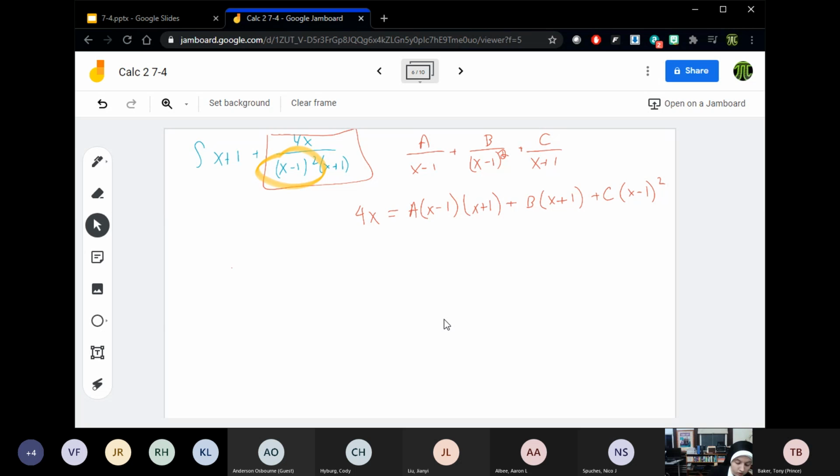All right, so now let's pick some numbers to plug in. So this one, we're going to pick 1 and -1 as my first couple of values. I'm going to plug in, see what I get. So if I plug in 1, this side's 4. This piece is gone. And I'm left with 2b. So that means b equals 2.